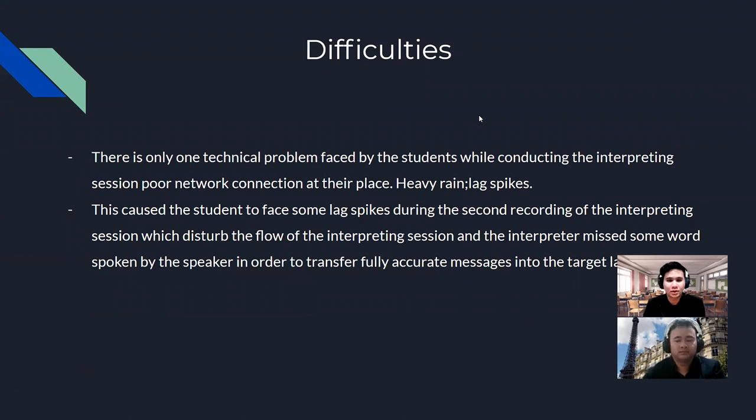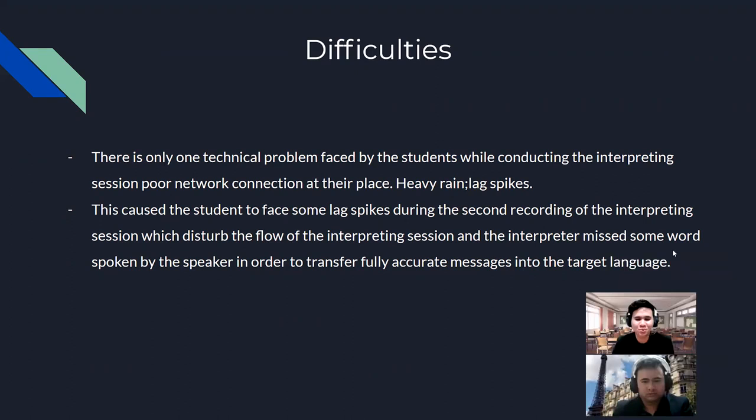Next are the difficulties that we encountered during the interpretation. There was only one technical problem faced by the students while conducting the interpreting session, which was a poor network connection at their place, caused by the heavy rain. This caused the student to face some lag spikes during the second recording of the interpreting session, which disturbed the flow, and the interpreter missed some words spoken by the speaker in order to transfer fully accurate messages into the target language.